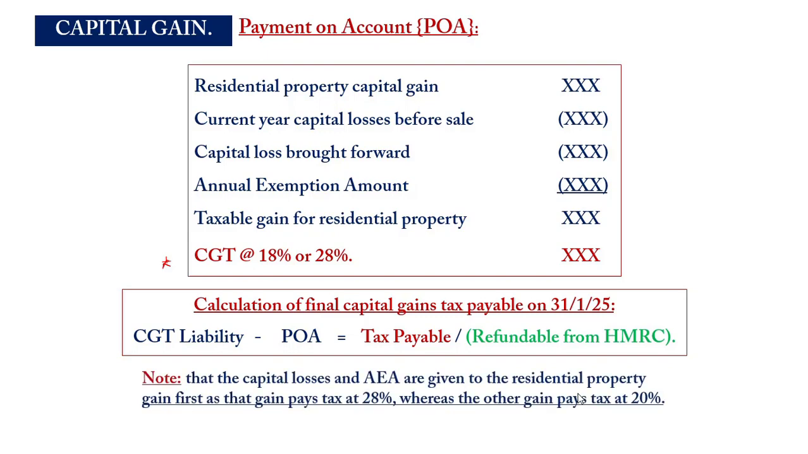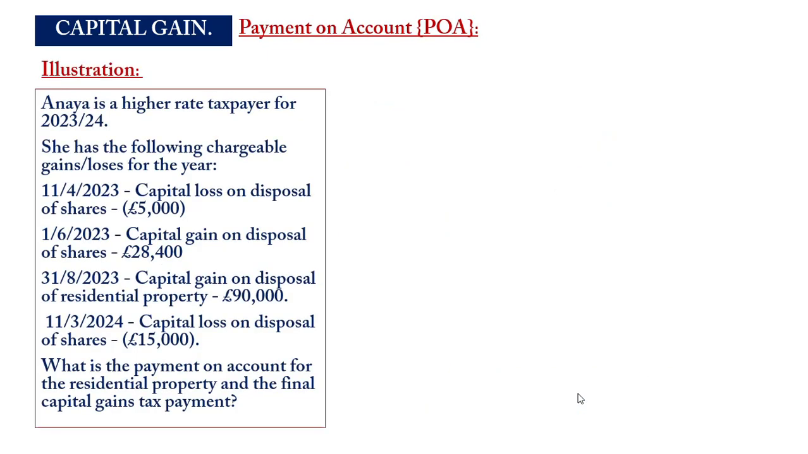Yesterday, when we solved this, we deducted the losses and the annual exempt amount from the non-residential property. That is also correct, but for tax expediency, it should come from the residential property so that you save tax.